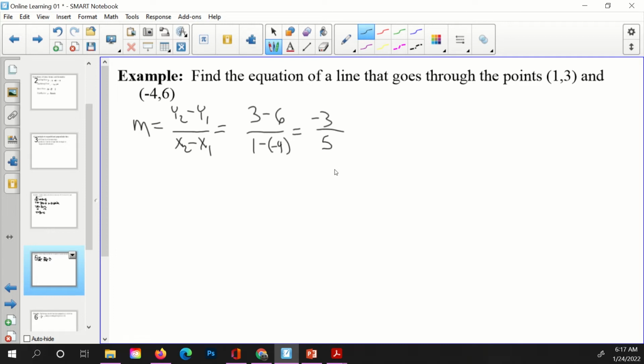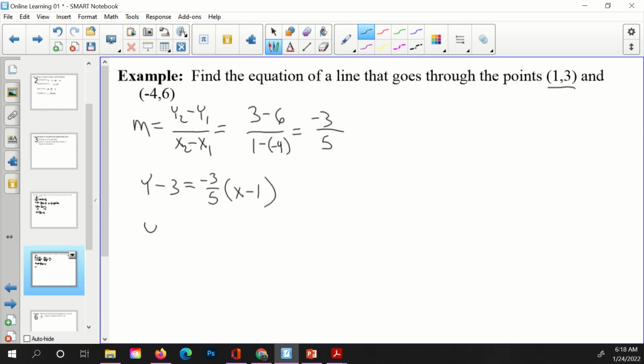And so there's our slope, and now we can use either of these two points to find our final form of the line. I'm just going to use this one, and we'll go y minus the y1, which will be 3, is equal to negative 3 over 5 times x minus the 1.